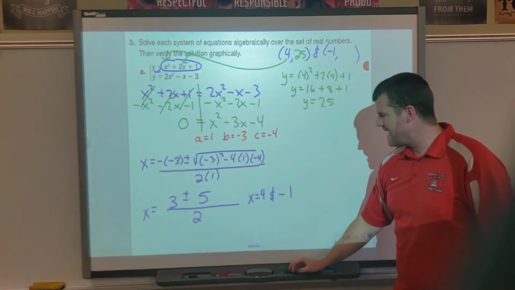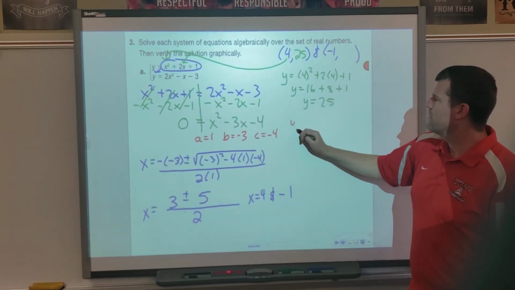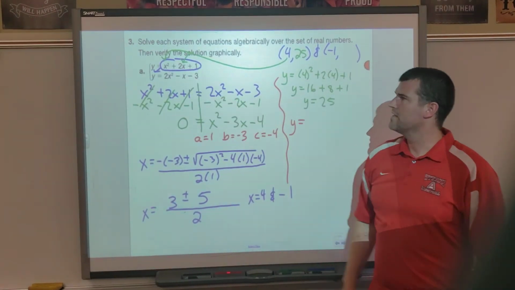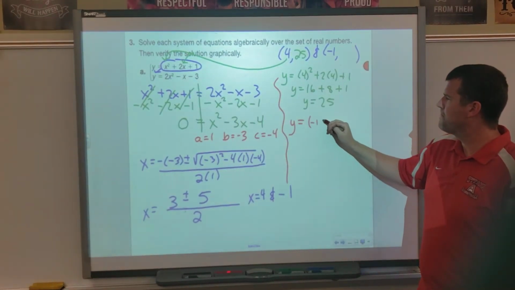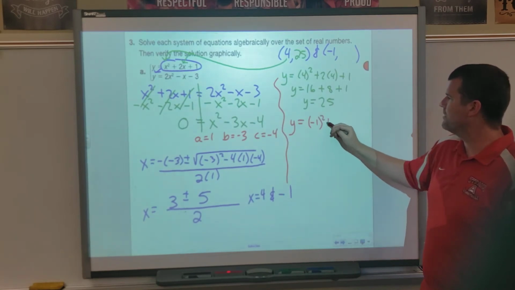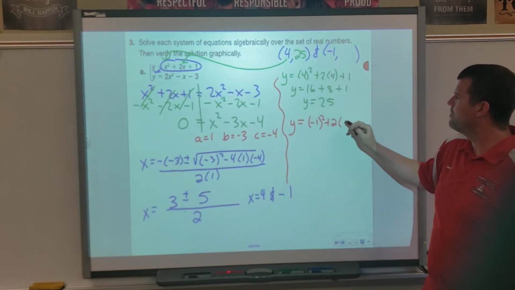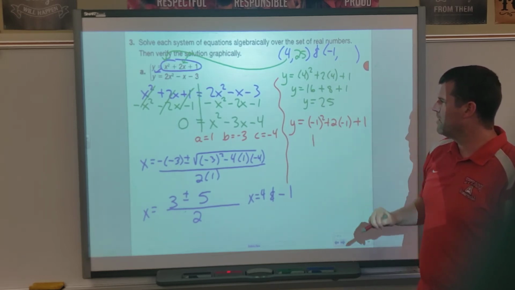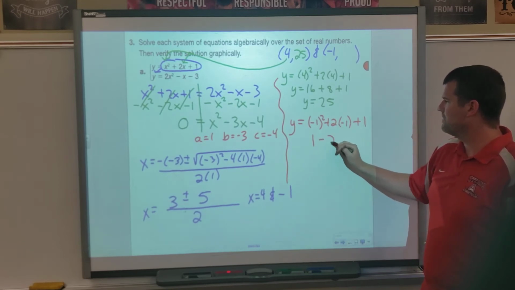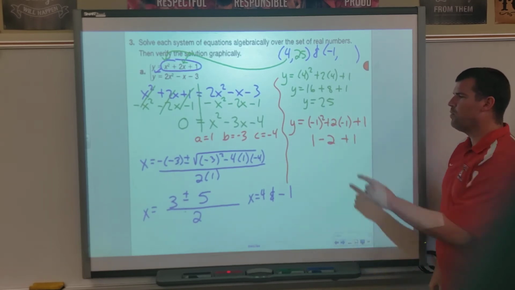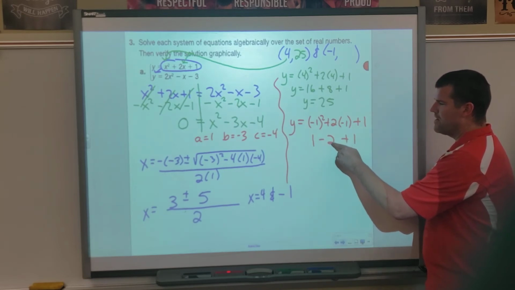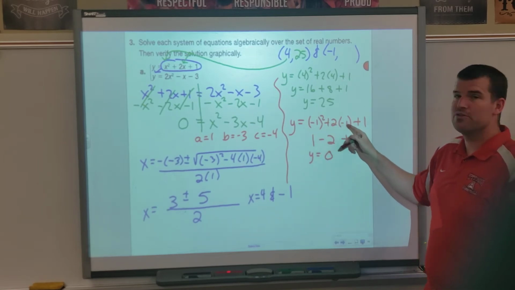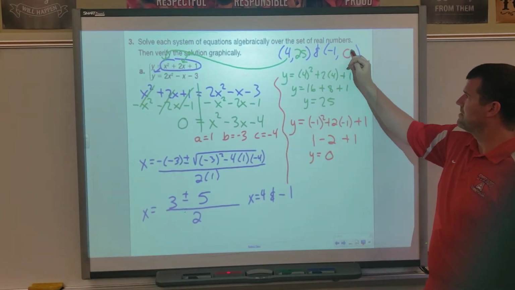My second one, I know my x is negative 1. So I'm going to plug it in. Again, I can plug it into either equation. I'm going to plug it into the top one because it looks easier. Negative 1 squared plus 2 times negative 1 plus 1. Negative times negative is a positive 1. 2 times negative 1 is negative 2. And then 1 minus 2 is negative 1. Negative 1 plus 1 is 0. So with an x value of negative 1, my y value is 0.